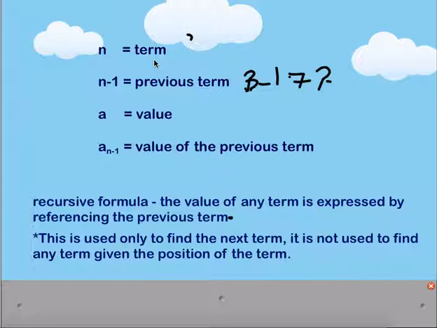So say we wanted the 100th term in a sequence. That means that I need to know the 99th, which means I need to know the 98th, 97th, 96th. We need to know what came before it to be able to find the next term.